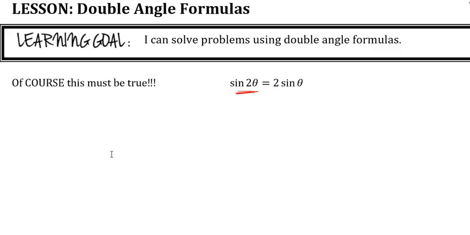It's a horizontal compression by a factor of 2. It changes the period. Do you agree with that? Does that make sense? That's super easy. You guys are awesome at that now. What is 2 sine theta?